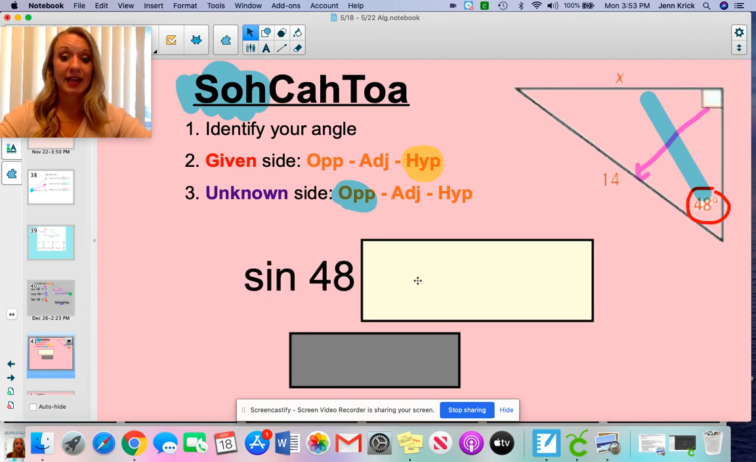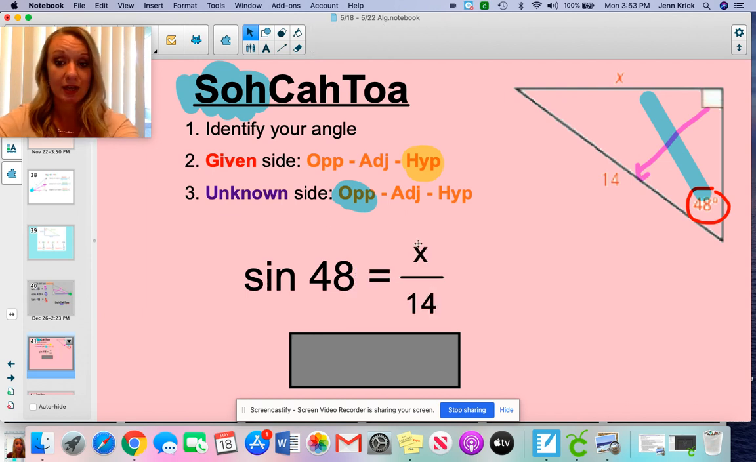So the sine of 48, because 48 is your angle, we need opposite over hypotenuse. The opposite side is x because we don't know it. The hypotenuse is 14. So I set up my ratio. Here's my angle. If I'm using sine, it's opposite over hypotenuse.